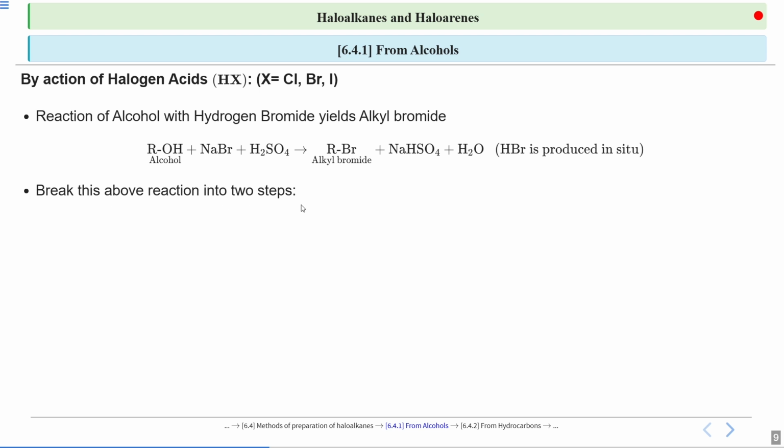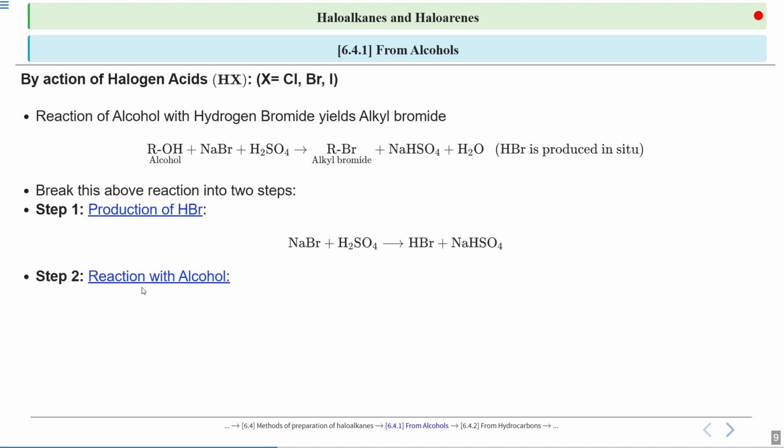Break the above reaction into two steps. So let's understand this reaction by breaking it into two steps. The first step includes the production of HBr. Okay, so HBr is one of our reactants, right? So how are you going to produce the HBr? Sodium bromide is going to react with sulfuric acid, and through this reaction you are going to get your desired hydrogen bromide and sodium bisulfate, that is NaHSO4, right? This is how the HBr is produced within the reaction mixture.